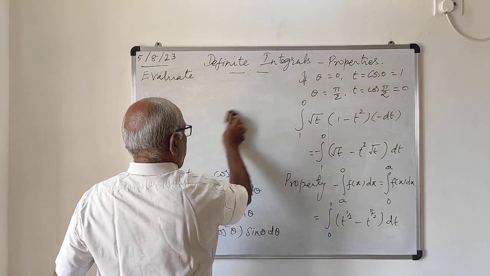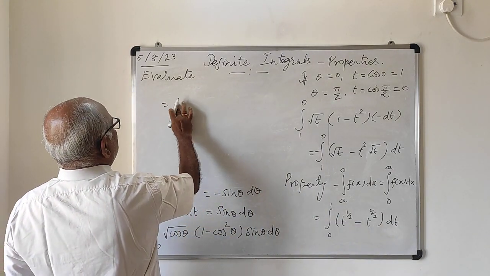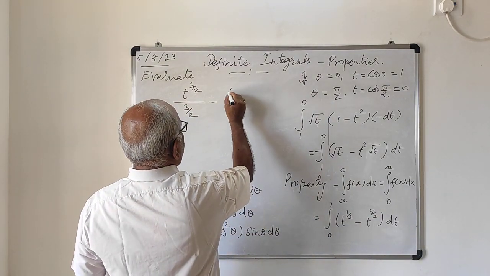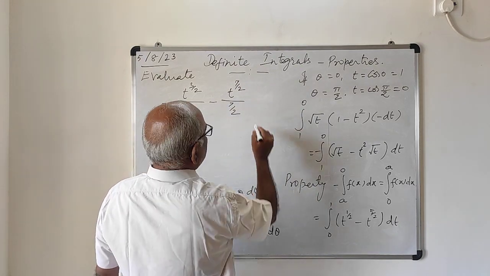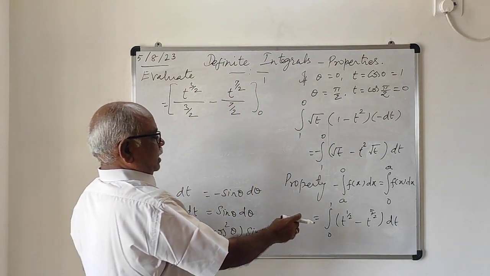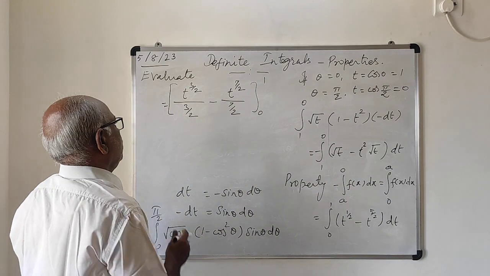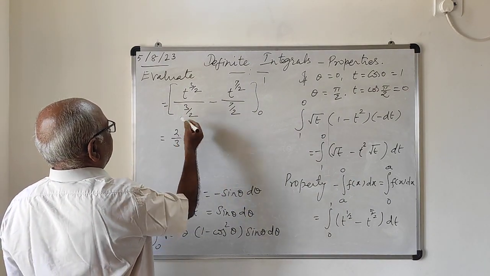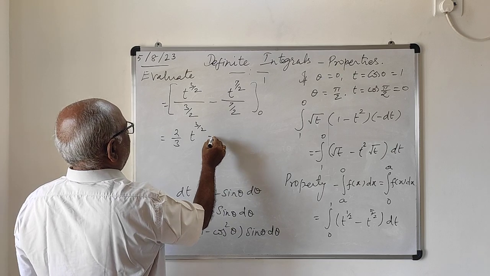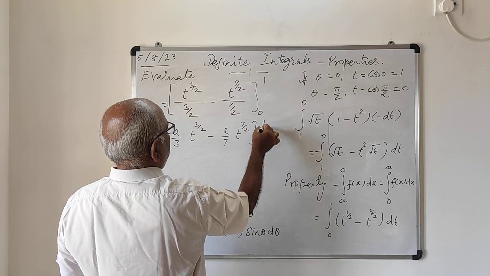See here. Now the first integral, on integration, t power half integral is t power 3 by 2 by 3 by 2, minus integral t power 5 by 2, integration t power 7 by 2 by 7 by 2. That's all from 0 to 1. By integrating, t power 5 by 2 plus 1 is t power 7 by 2 by 7 by 2. So that is equal to 2 by 3 into t power 3 by 2 minus 2 by 7 into t power 7 by 2 from 0 to 1.